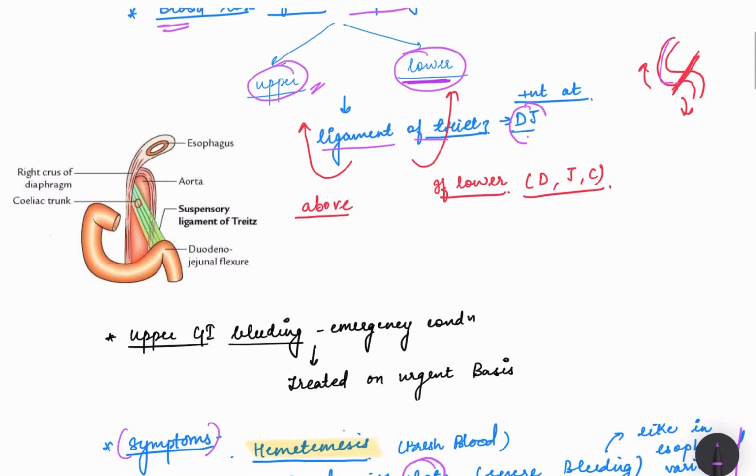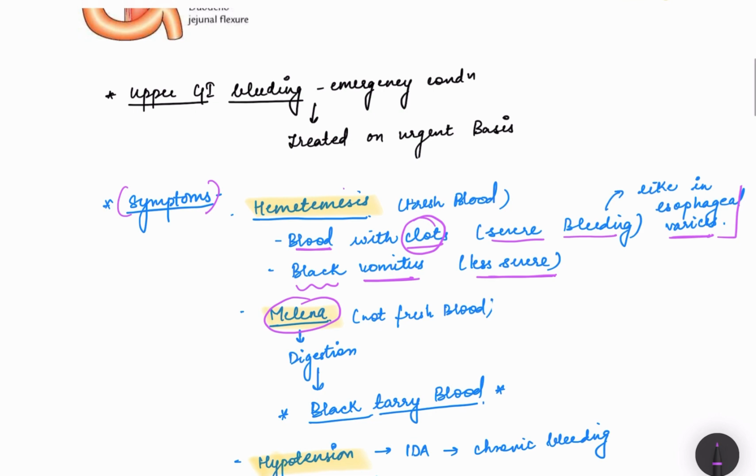And the upper GIT bleeding and lower GIT bleeding is distinguished based on the ligament of Treitz, and it is present at the junction of duodenum and jejunum. So if the bleeding is present above this ligament, it will be upper GIT bleeding, and if the bleeding is lower than this ligament, it will be lower GIT bleeding. So upper GIT bleeding is a very emergency condition and should be treated on an urgent basis.